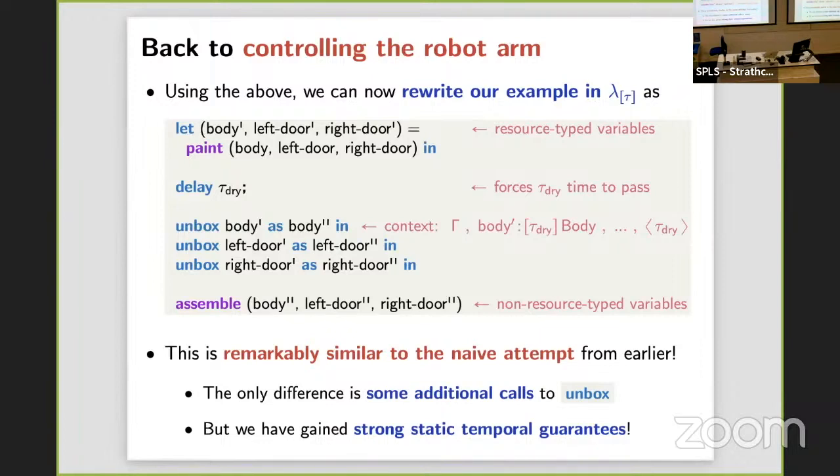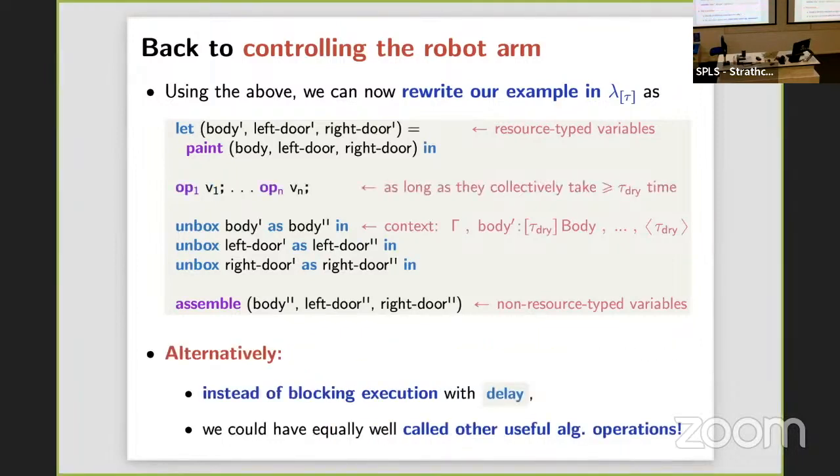And of course, as I said in the beginning, one of the desires was that it shouldn't be only restricted to adding delays and then just blocking execution. If you want to be more efficient, you might want to do other useful work whilst waiting for something to dry before you assemble it. And this is, of course, possible because instead of the delaying, you could run a sequence of other useful operations. So the arm could do something other useful before getting back to these resources.